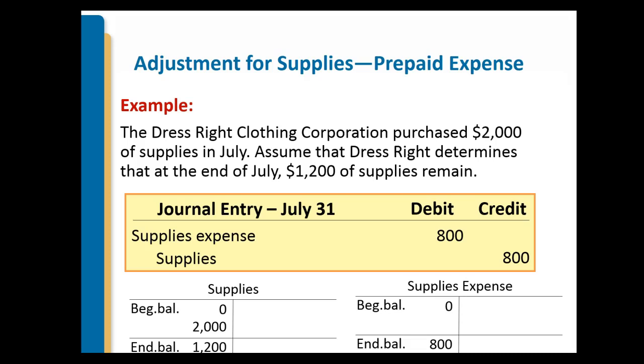So assume that Dress Right determines that at the end of July, $1,200 of supplies remain of the $2,000 that were purchased. Well, with the help of T accounts, we can determine that the company used up $800 of supplies during the period. So the adjusting journal entry to record this is a debit to the supplies expense account, so it increases the expense, and a credit to the supplies account, the asset, for $800. The credit, again, remember, reduces the asset account. After this entry is recorded and posted to the ledger accounts, the supplies account is reduced to a new balance of a $1,200 debit, and the supplies expense account will have an $800 debit balance.